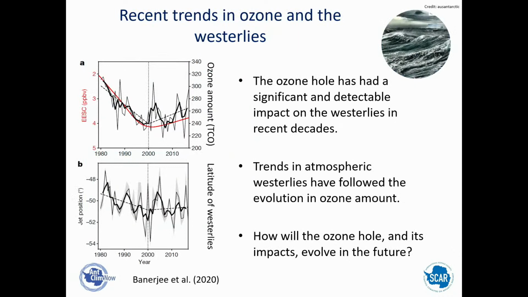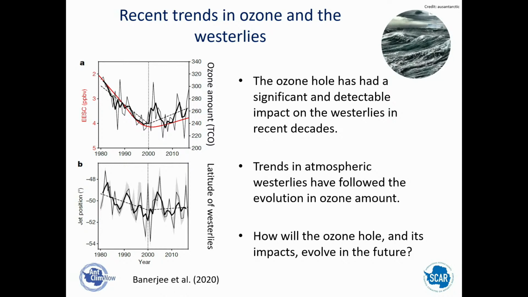We've been learning more about these changes in recent years, and a paper that came out last year by Banerjee et al. in 2020 showed, if you look at the top plot, how the ozone amount over Antarctica has declined up until about the year 2000, and then showing indications of stabilization and possible early recovery. And in the lower plot, it shows the position of the westerlies shifting poleward during the period of ozone depletion and then also stabilizing.